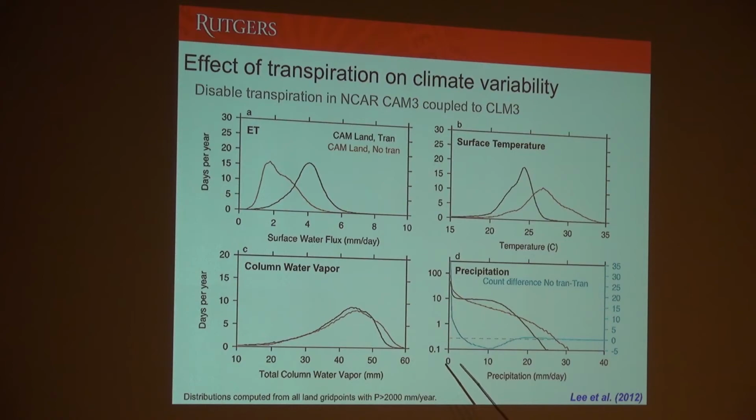And so under the very strong anomalous convergent conditions, you can actually get these very moist columns of air over the land surface, even though you're limiting the actual flux of moisture that's coming in from the land surface. And precipitation kind of follows that behavior. So in the no transpiration case, you get an increase in events where you see much larger rain rates than what we have in the presence of the transpiration.